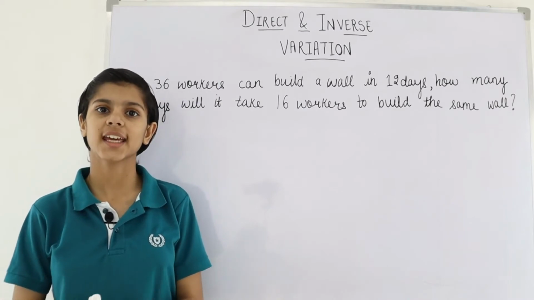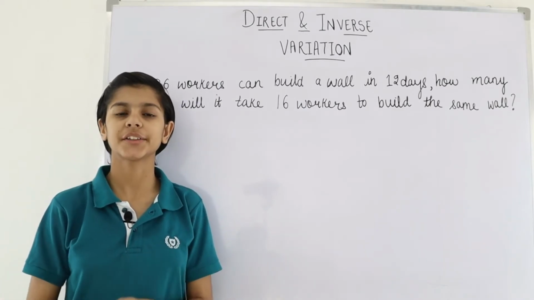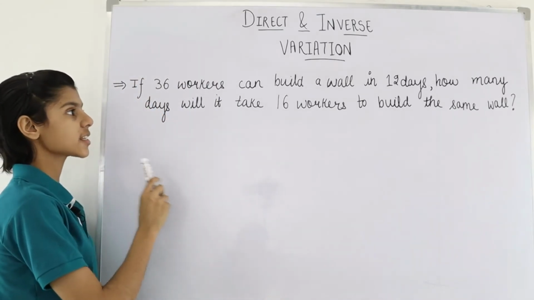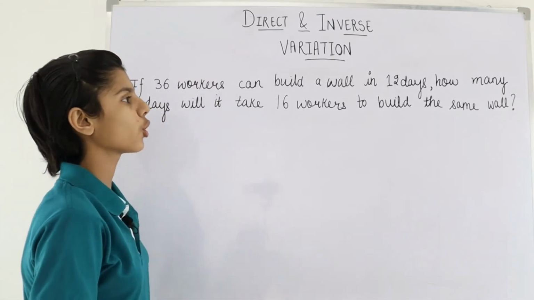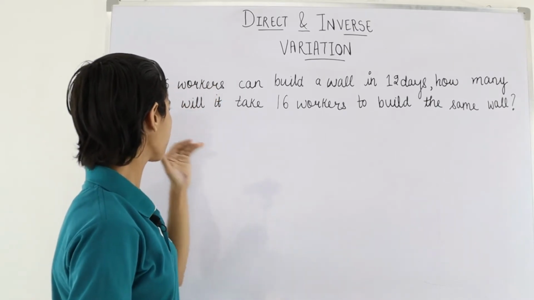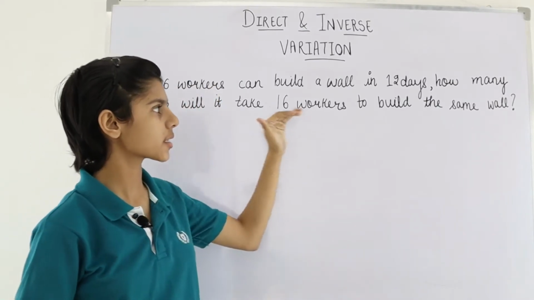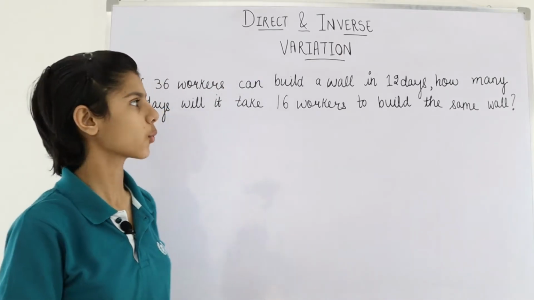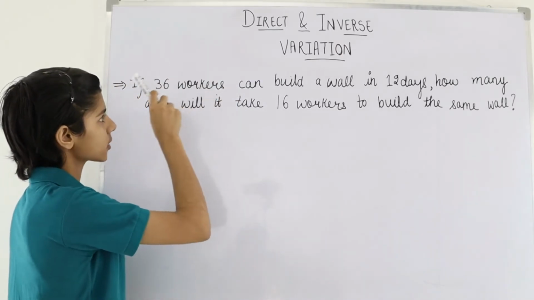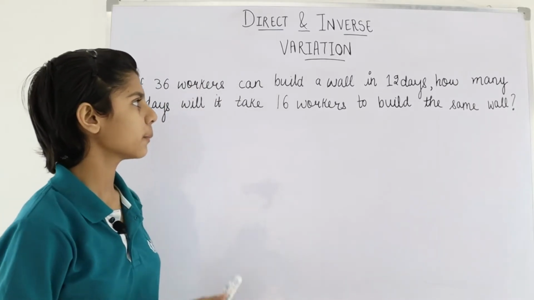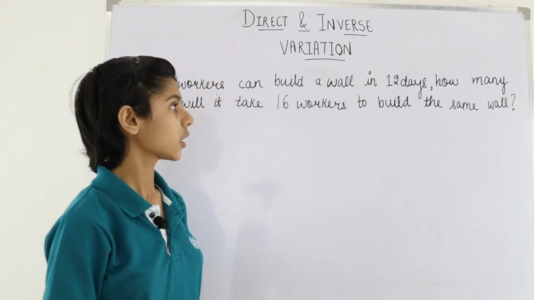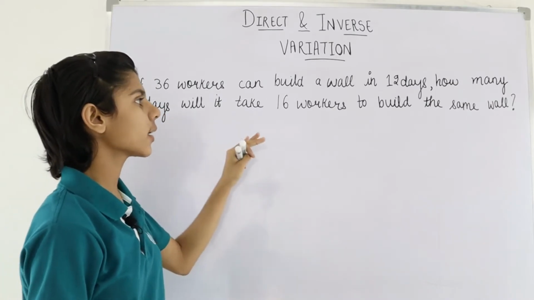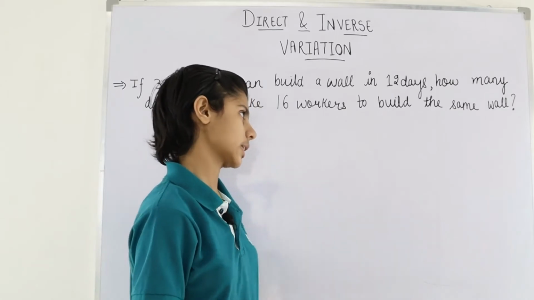So friends, here is one example related to inverse variation. It is: if 36 workers can build a wall in 12 days, how many days will it take 16 workers to build the same wall? Now in this question, what they are asking is that there are 36 workers. They can build a wall in 12 days. Now they are asking how many days it will take 16 workers to build the same wall.